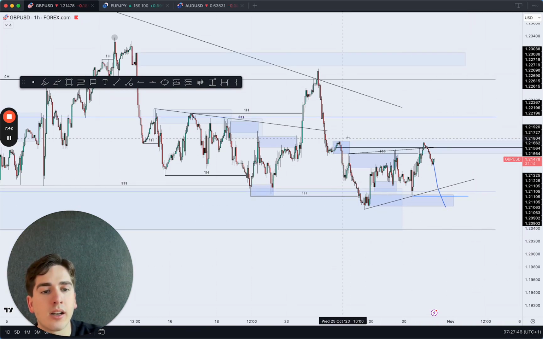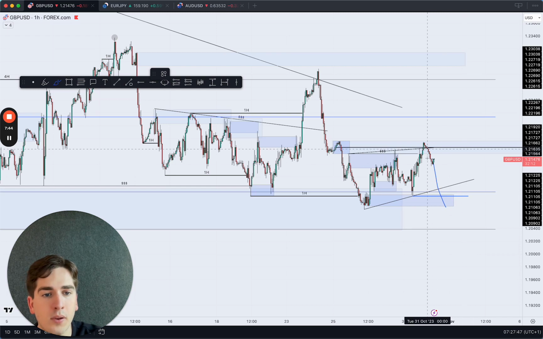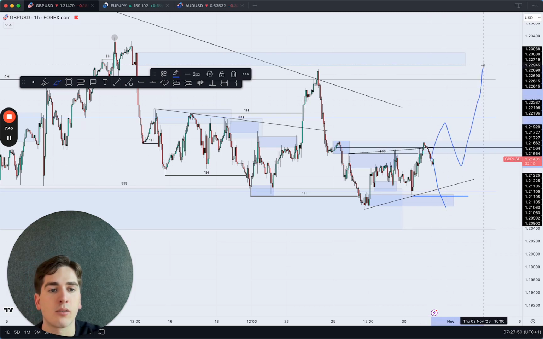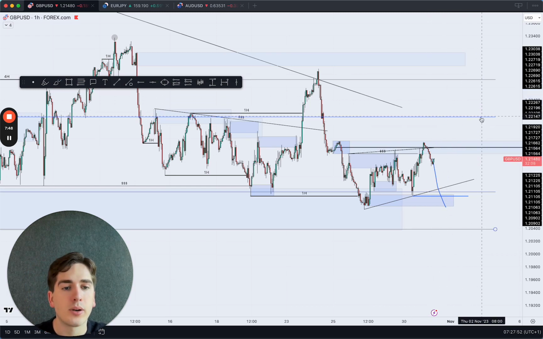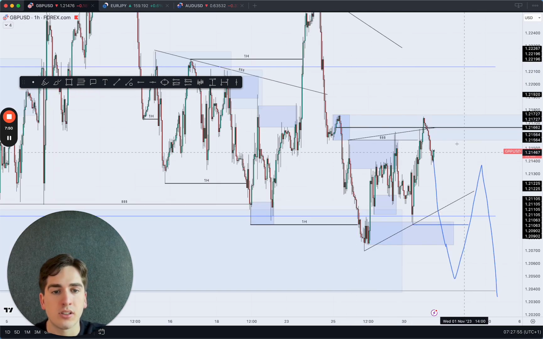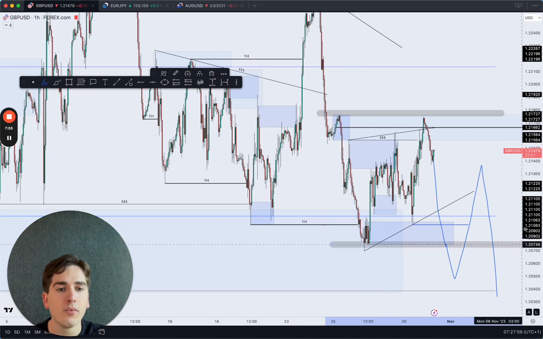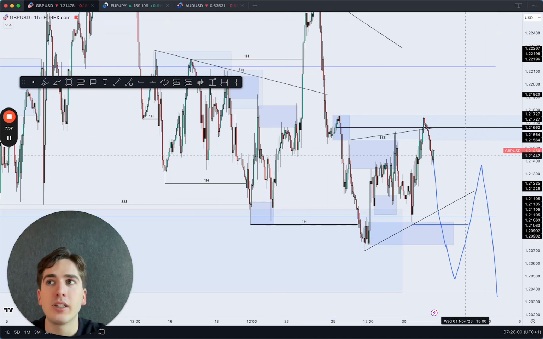If we break this high though, then of course I'll be looking to get involved with a long, because then the overall structure is aligning with what I want to see. So you guys know when I'm looking for shorts and when I'm looking for longs. For now it's just stuck inside a range, yeah, over here. So not trading it. Moving on in towards Kiwi dollar.